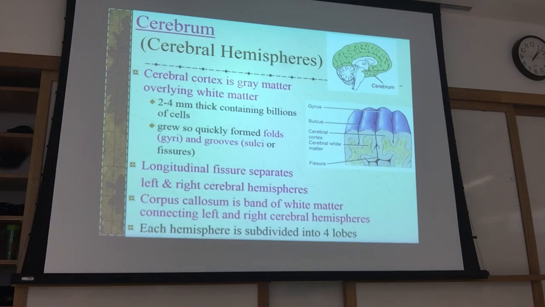Gyrus, with a G. This area here is colored in red. It is called the pre-central gyrus because it's before the central sulcus. This area in blue is called the post-central gyrus. It's after the central sulcus. I'll say it again, don't worry. Pre-central. So here's the central sulcus in between the red and the blue. Pre-central gyrus is here in red, before the central sulcus. Post-central gyrus is here in blue, after the central sulcus.